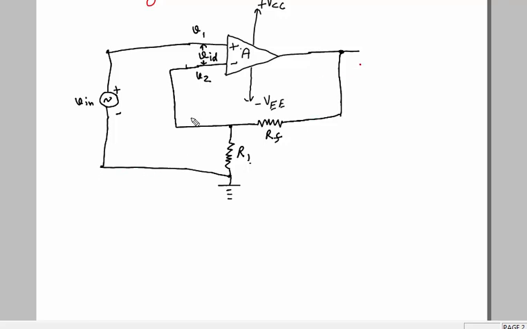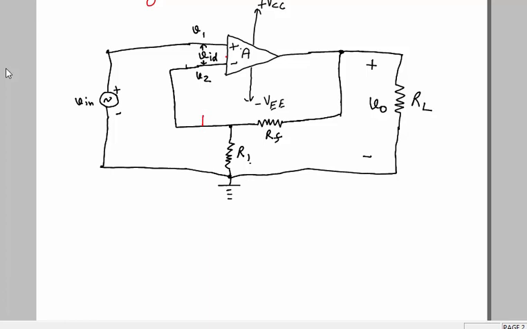Then we are going to take the output across a load resistance RL. So across this will be the output V0, from the output terminal to the ground. Ground again we connect here as a common ground. So this is how we have implemented the voltage series amplifier. Here this part is the feedback circuit.